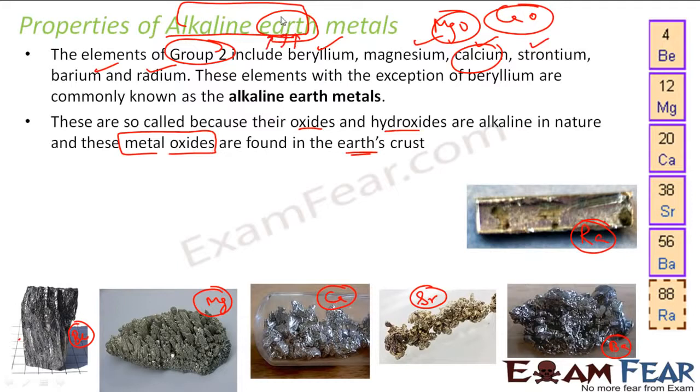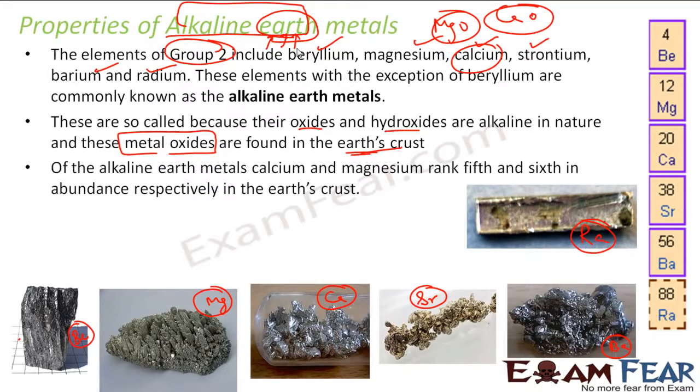Just to differentiate between alkali and alkaline earth metals, because in both cases the oxides and hydroxides are alkaline in nature, but there has to be a different name to differentiate. So one extra property of the alkaline earth metals is that their oxides are found in nature, in the earth's crust. So they are called alkaline earth, correct?